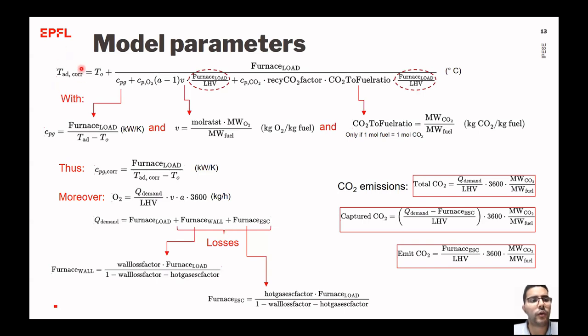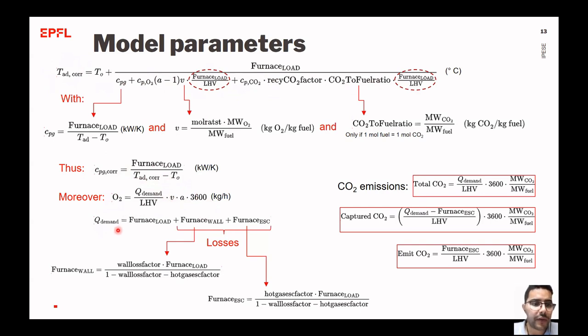This formula allows us to calculate the adiabatic flame temperature that has been corrected after we consider the excess of oxygen and the recirculation ratio of the flue gas. The CP corrected is calculated based on this adiabatic flame temperature. The amount of oxygen can be calculated based on the fuel and the excess oxygen consumption.